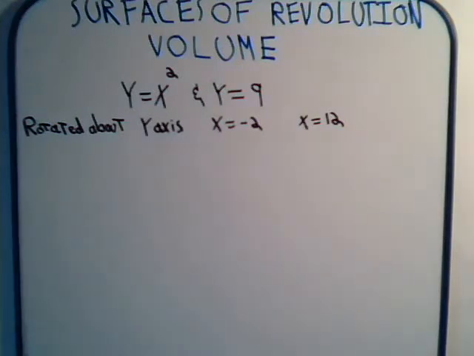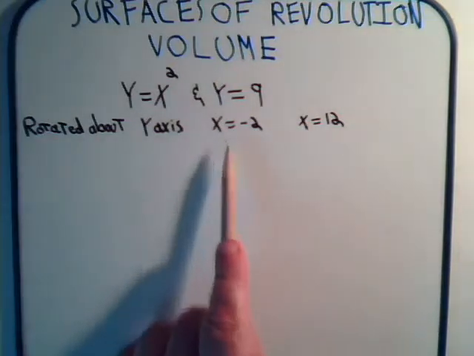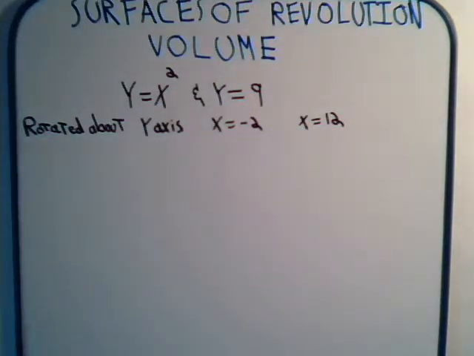And once we do that, we're going to rotate it not about the y-axis, but a different vertical line where x is equal to -2. And you see how that changes our volume integral. And then we have a third vertical line we're going to rotate it about to see how, again, that changes our volume integral. So let's get started.